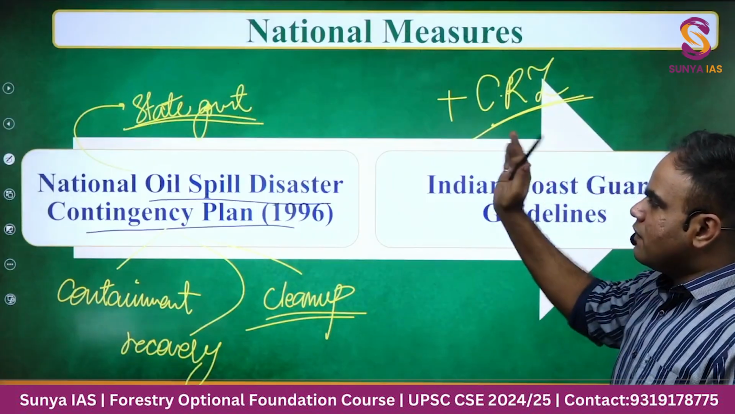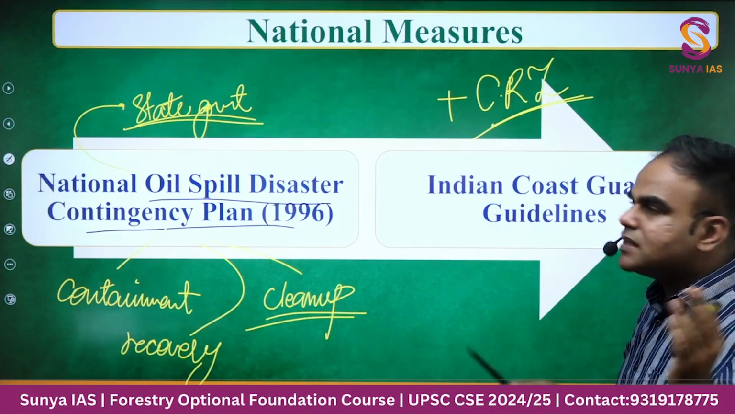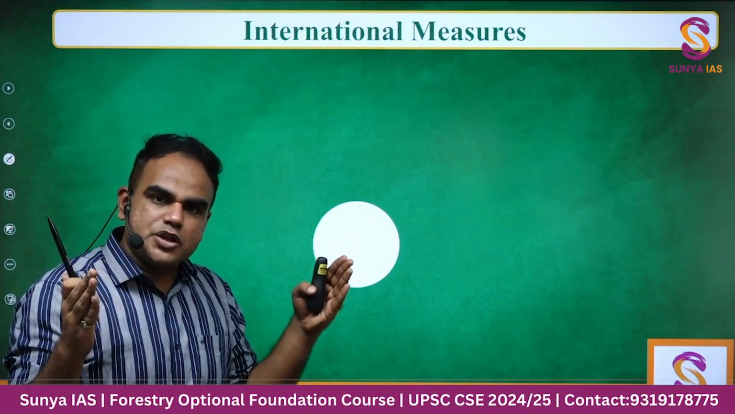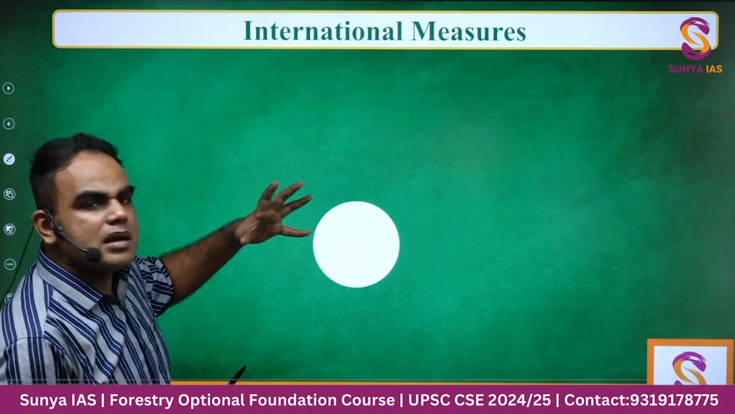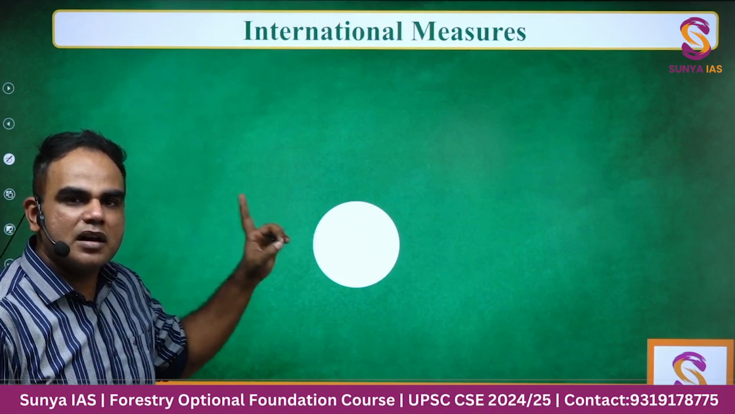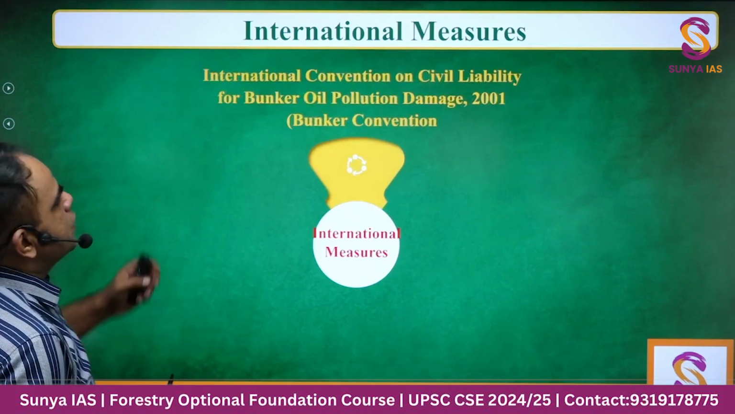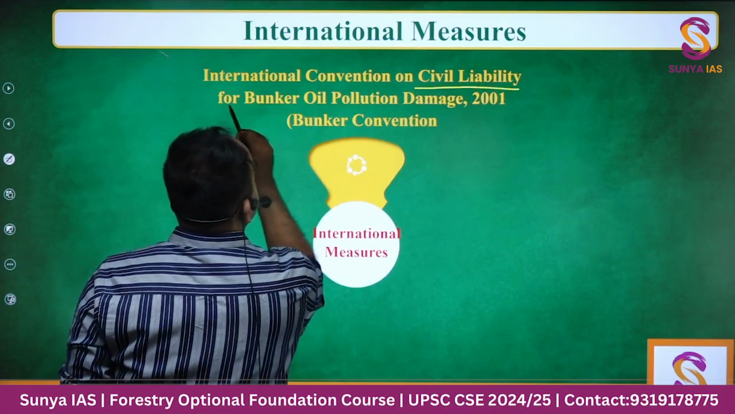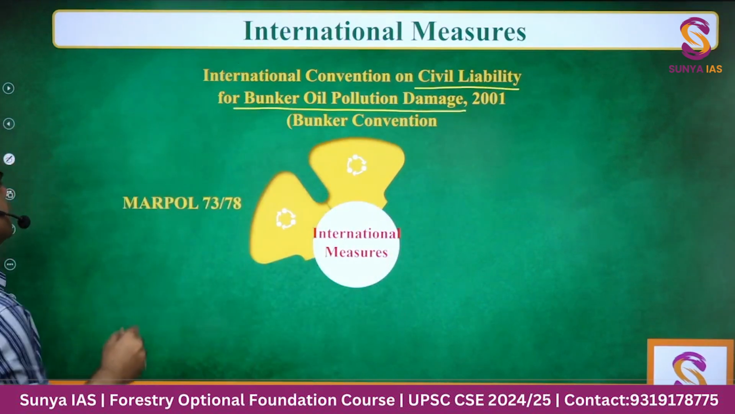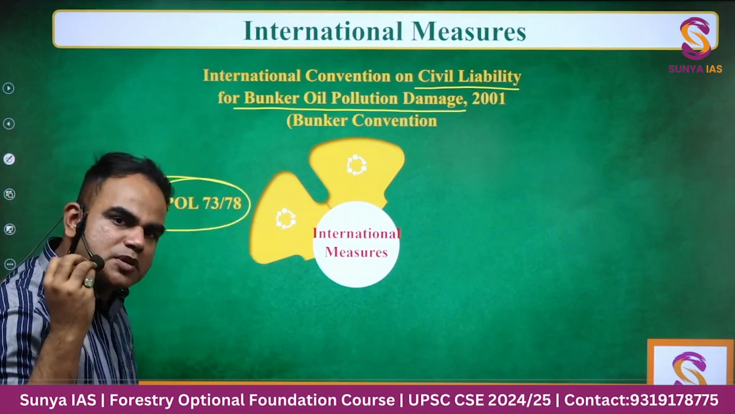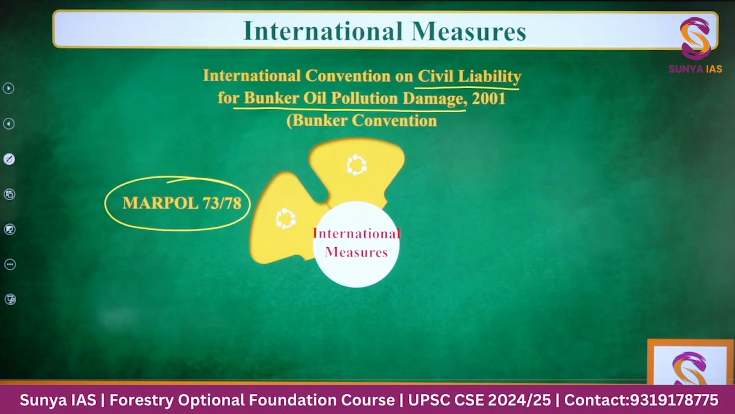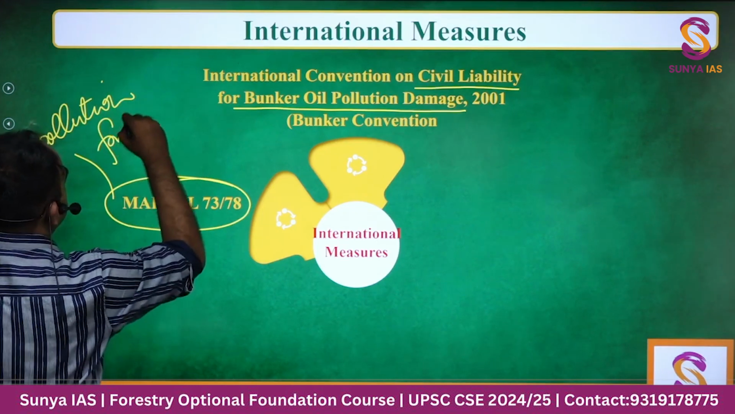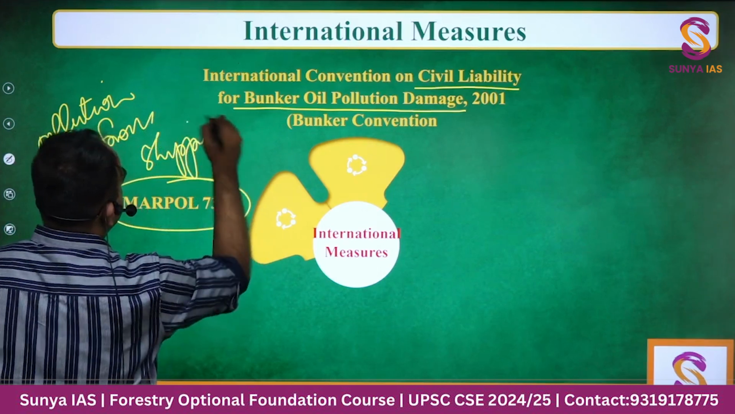Okay. So you have a disaster contingency plan, you have the Indian Coast Guard guidelines, and you also have CRZ rules. And then at the international level, there are also conventions. There are also different forums where the different stakeholders come together to solve this one big global problem. One, you have the Bunker Convention, the International Convention on Civil Liability for Bunker Oil Pollution Damage. Number two, you have the MARPOL Convention. Now, the MARPOL Convention you also read in prelims. The MARPOL Convention basically talks about prevention of pollution from shipping.